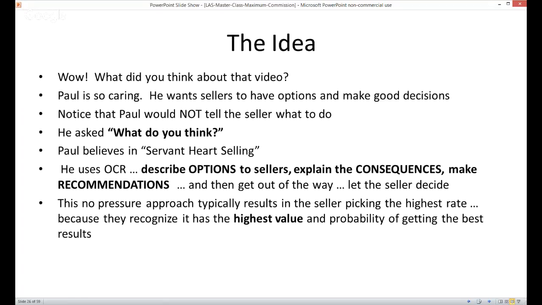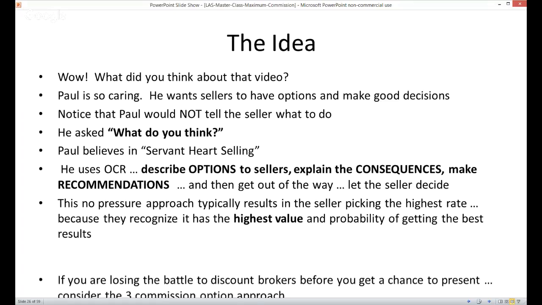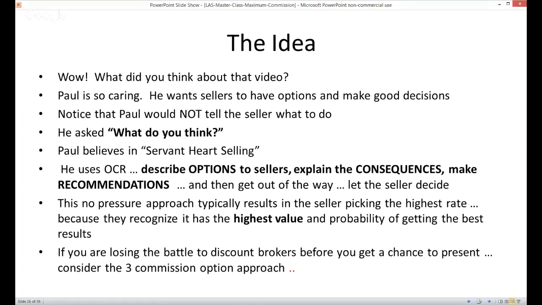Typically it results in the seller picking the highest rate, because they recognize it has the highest value and the probability of getting the best results, not only just the best results money-wise, but time-wise, to get them where they need to go. That's why you want to continuously focus on what is their motivation. Where do they want to be? So if you're losing the battle to a discount broker before you get a chance to even present, consider the 3-commission option approach to get your foot in the door.